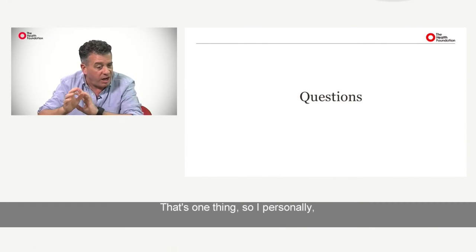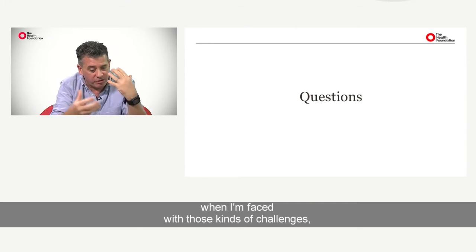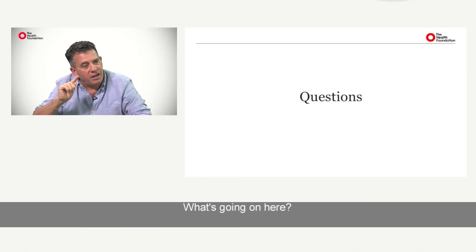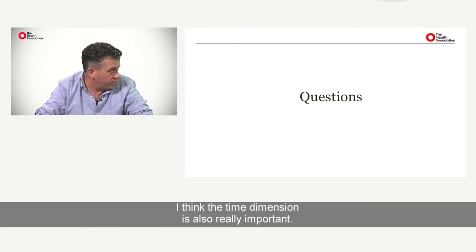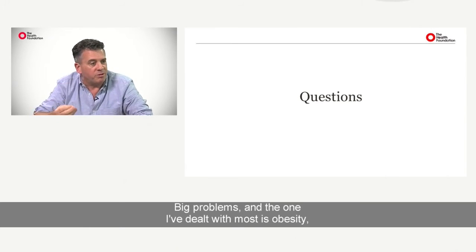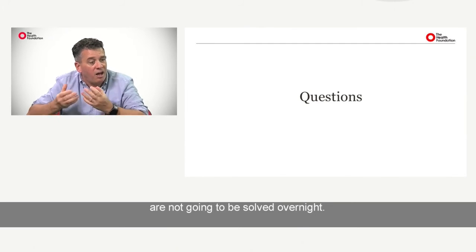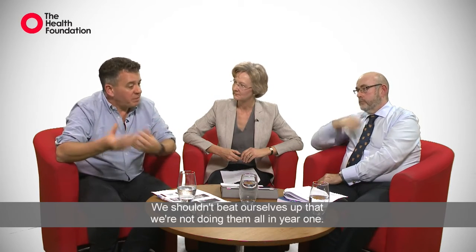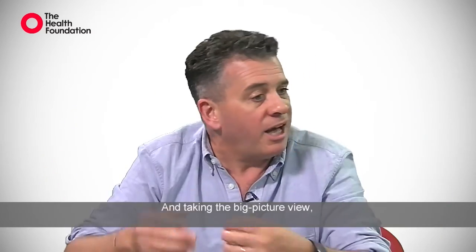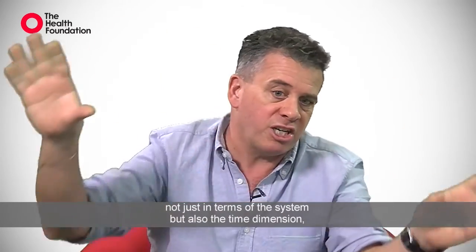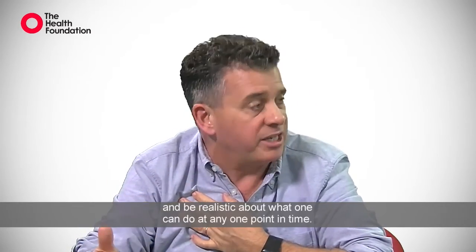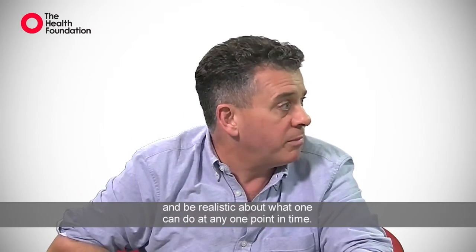That's one thing. So personally, when I'm faced with those kinds of challenges, I like to go back and map it out. What's going on here? I think the time dimension is also really important. Big problems, and the one I've dealt with most is obesity, are not going to be solved overnight. There are hundreds of different things that need to be done over decades, probably. We shouldn't beat ourselves up that we're not doing them all in year one. And taking the big picture view, not just in terms of the system, but also the time dimension, allows us to see that and be realistic about what one can do at any one point in time.